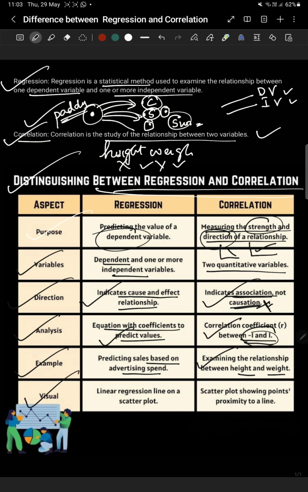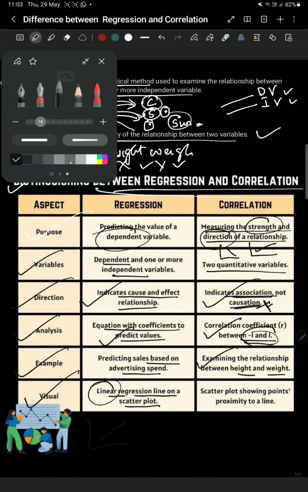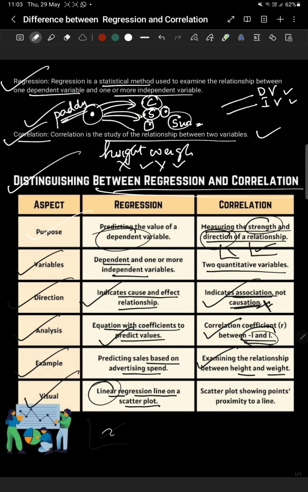Then, visuals. Regression has a linear regression line on the scatter plot. You should understand the meaning of linear. Linear is almost just like a line. You see the first word, line, L-I-N-E. That means one after the other. This is the regression line. It will be like this. Linear regression is like this, one point after the other point.